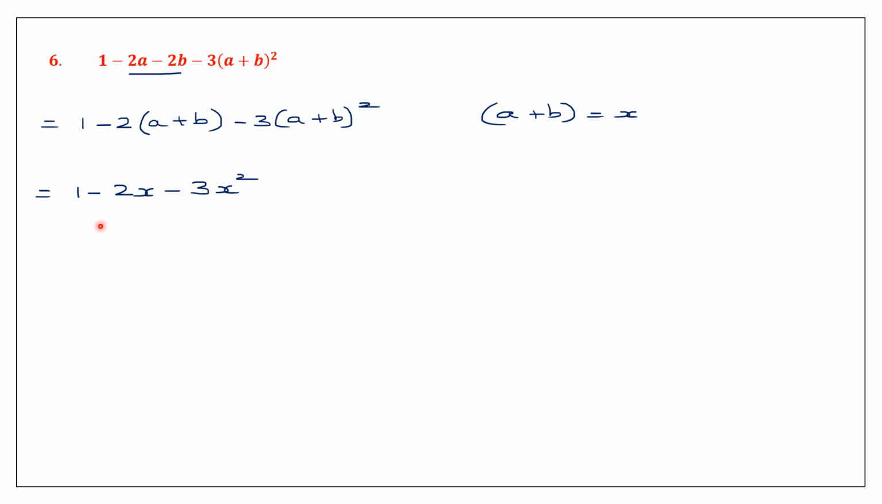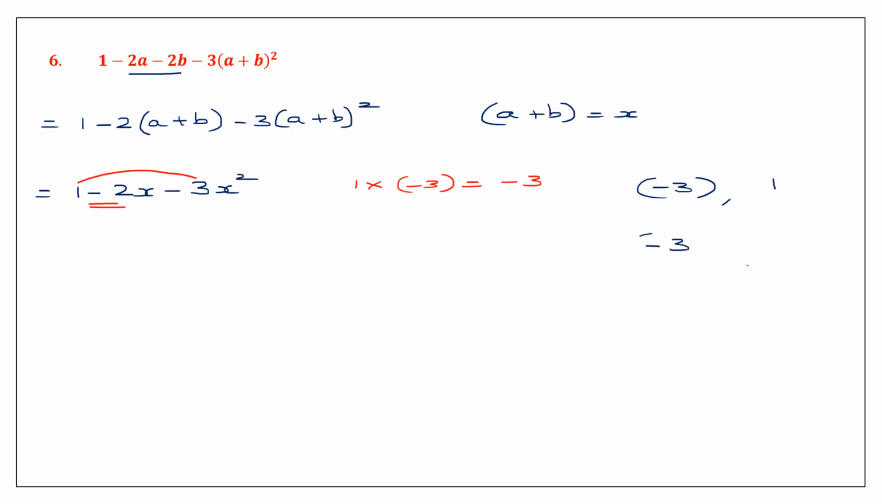I need to look for two numbers. Now what are the two numbers? 1 into minus 3 is minus 3. So I need to find two numbers that will multiply to give me minus 3 and add to give me minus 2. So again, you need to think of number combinations which will multiply to give minus 3 and add to give minus 2. So the numbers are minus 3 and 1. Let's work out with this and see.